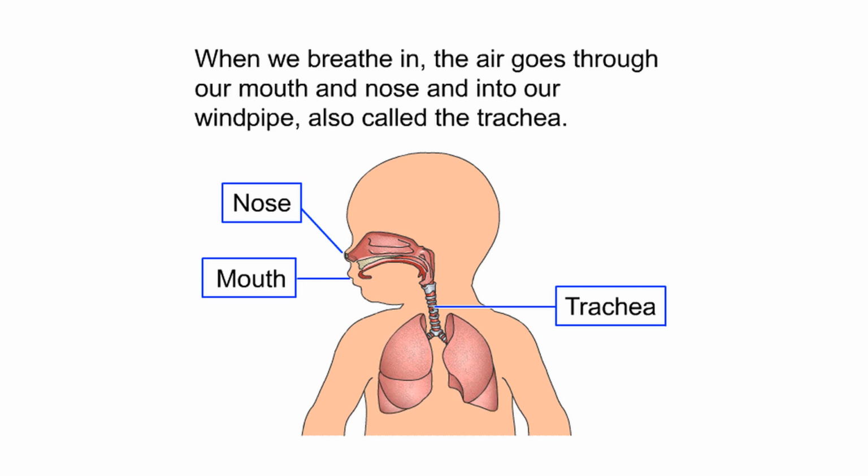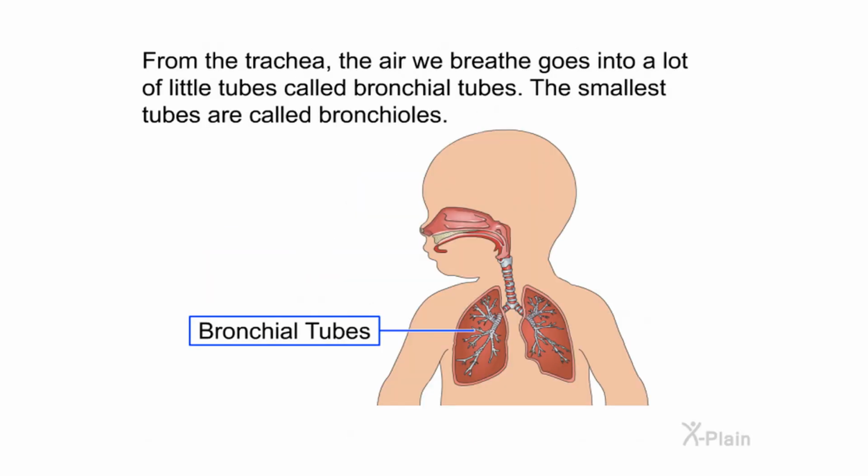When we breathe in, the air goes through our mouth and nose and into our windpipe, also called the trachea. From the trachea, the air we breathe goes into a lot of little tubes called bronchial tubes. The smallest tubes are called bronchioles.